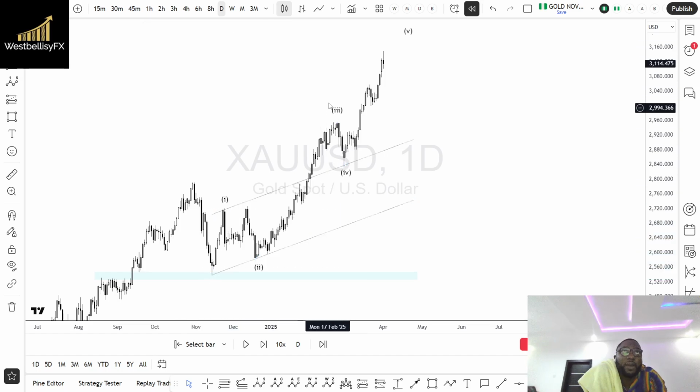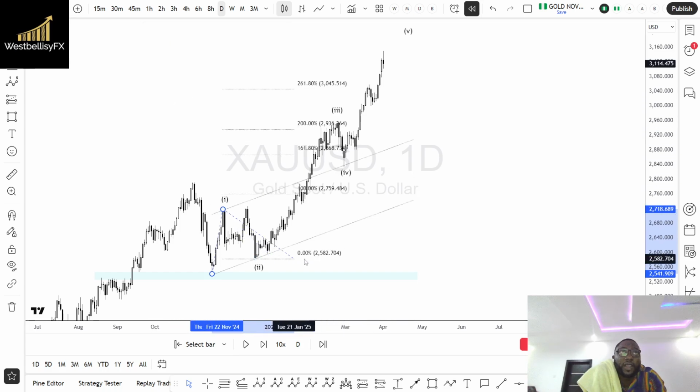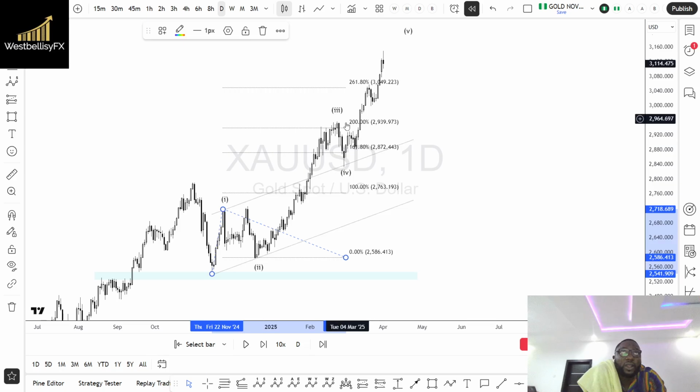Now I want to know the endpoint of wave three. Click on your Fib extension from the starting point of wave one to the endpoint of wave one and to the endpoint of wave two. We want to know the end point of wave three. Now, if you notice here, this also ends at the 200% ratio, which is also intact, right?